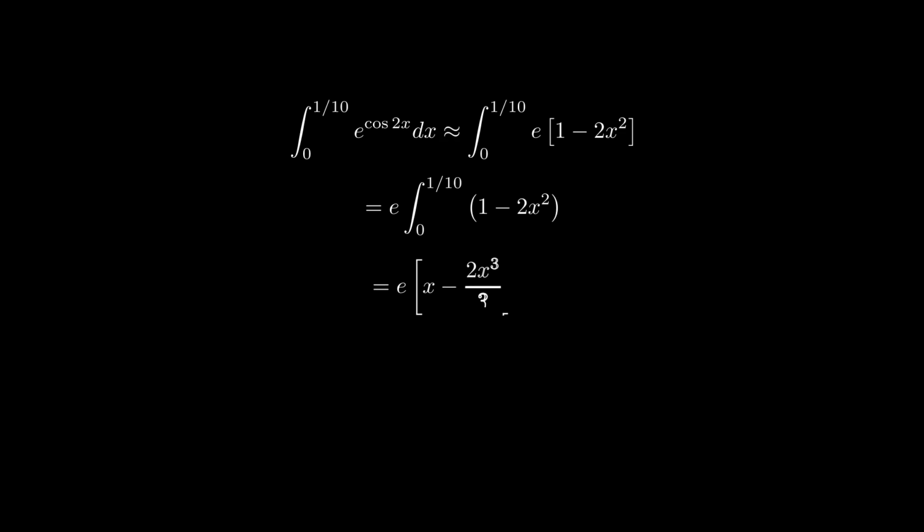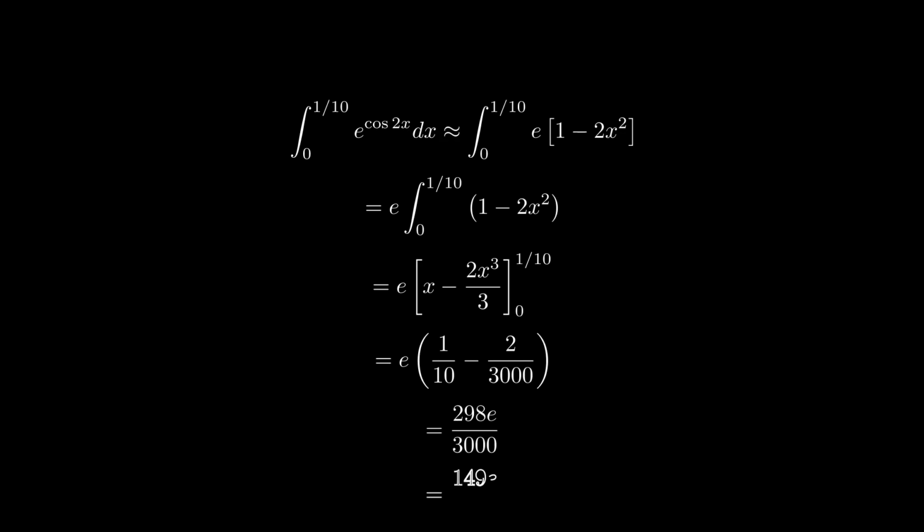This is a fairly simple integration, and the result is x minus 2x cubed all over 3. All we have to do now is substitute in the values for our limits, where we get e times 1 over 10 minus 2 over 3000. All we need to do then is to start simplifying. This is equal to 298e all over 3000, and dividing above and below by 2, we have 149e over 1500.